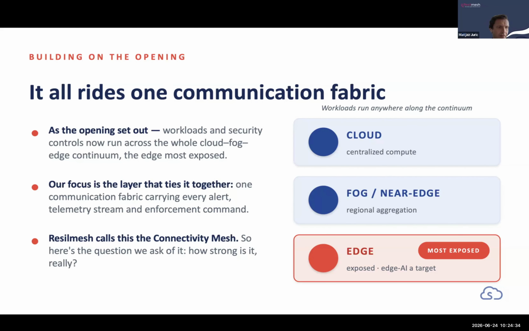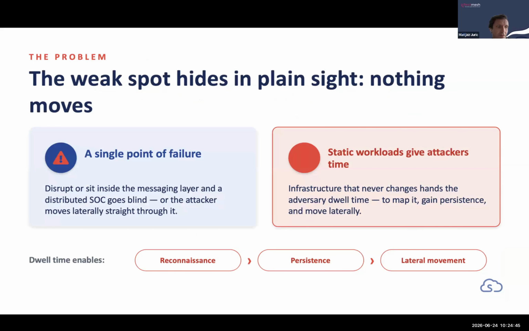And the question that I would like to address is, how strong is that fabric really? And one of the answers could be that the weak point is that nothing moves. What I'm trying to say is that the infrastructure where the workloads, the services, the applications run is static. And this is basically what we are used to. And most of the systems and applications work like that.